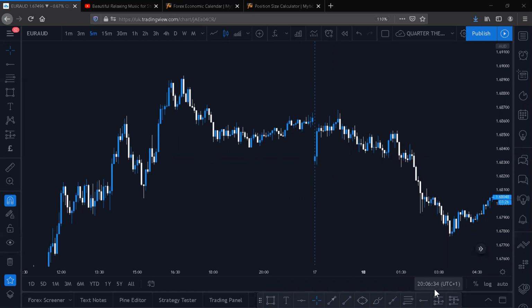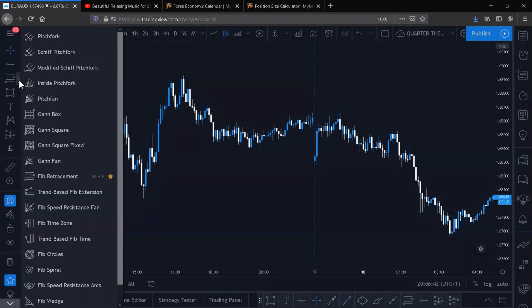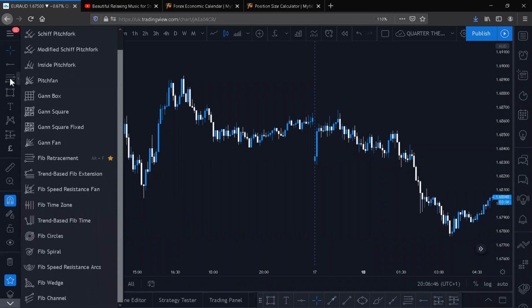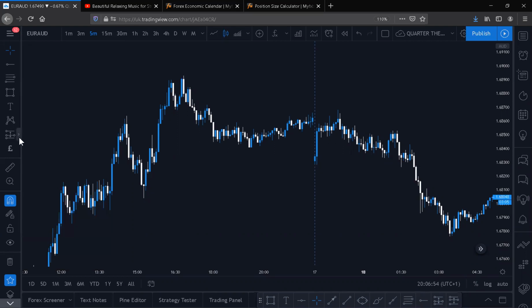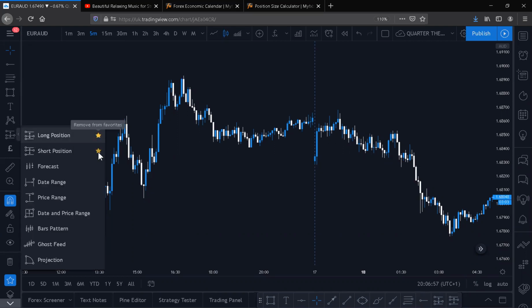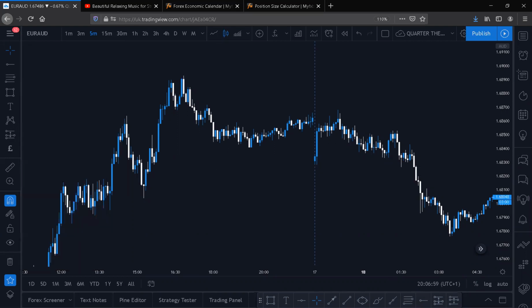So for anyone that doesn't know, the risk to reward tool is actually on the left hand side. It's this back panel here. Is it this panel here? No, it's this one down here. My bad. Yeah, the long position and the short position. So I've actually made these my favorites by just pressing those little stars, and then I've got it down here.